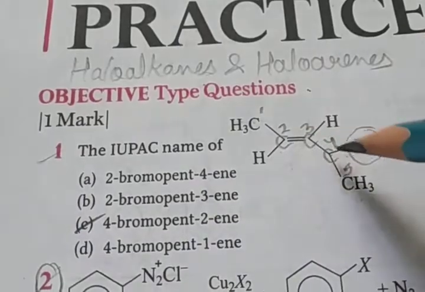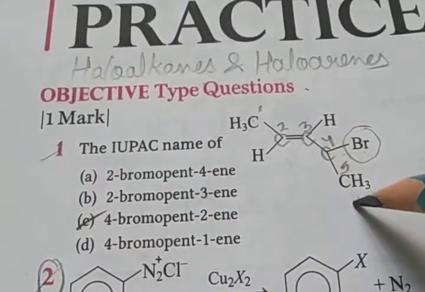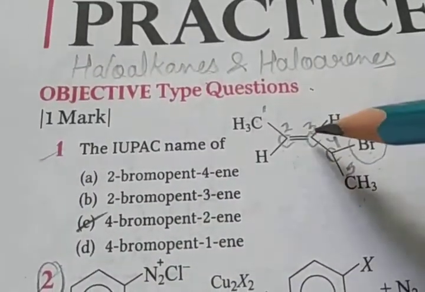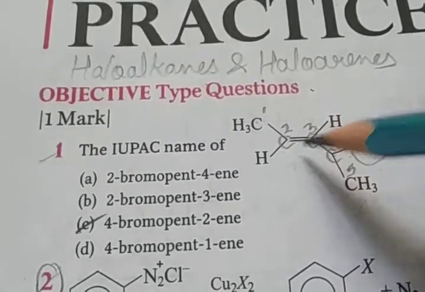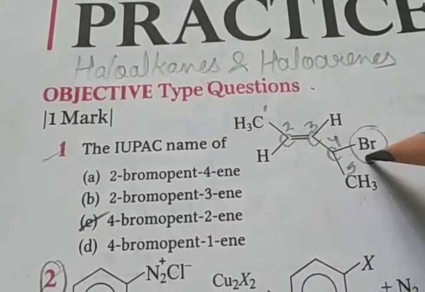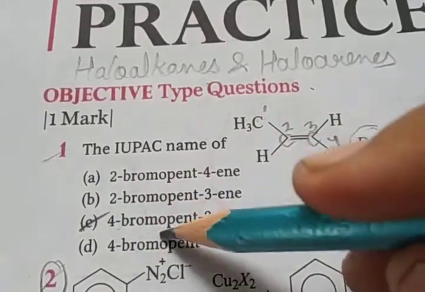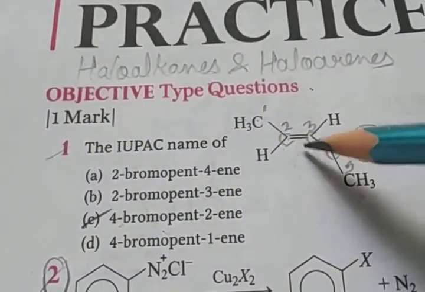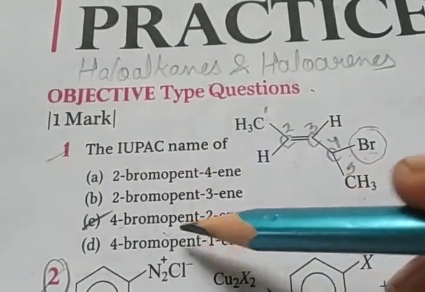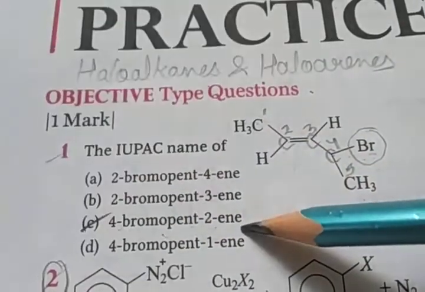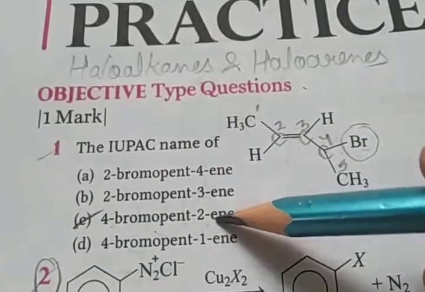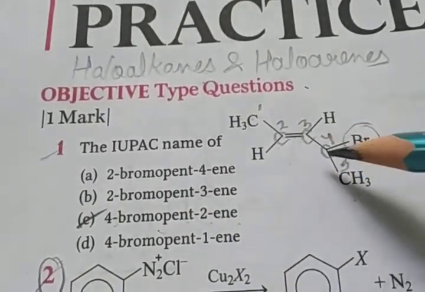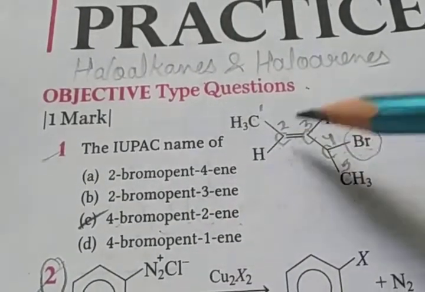So total carbon is 5, so pent. Double bond at the second position, so -2-ene, and then carbon number 4 bromo. So 4-bromo, total carbon pent, and double bond, so 4-bromopent-2-ene. Which option is correct? C, 4-bromopent-2-ene.